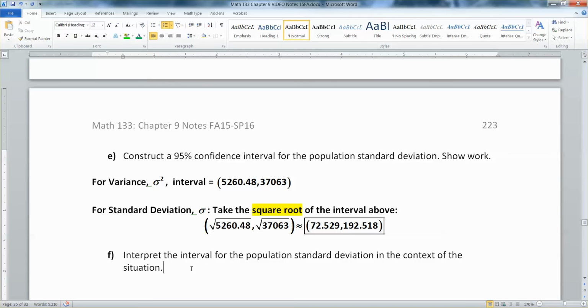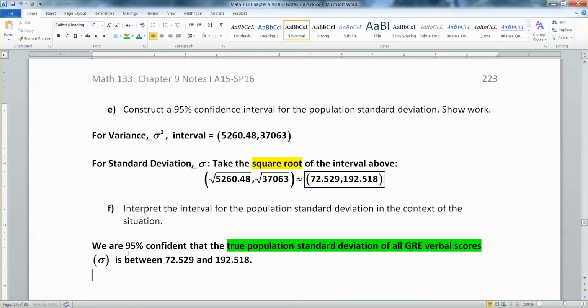So we want to interpret the interval for the population standard deviation in the context of the situation. Well, this was a 95% confidence interval. So we're 95% confident that the true population standard deviation of all GRE verbal scores, which is sigma, is somewhere between the two numbers that we found, 72.529 and 192.518. You would use units if appropriate, which this one doesn't have, so there are no units to use. It's points out of a test, so it's not even a percent or anything.